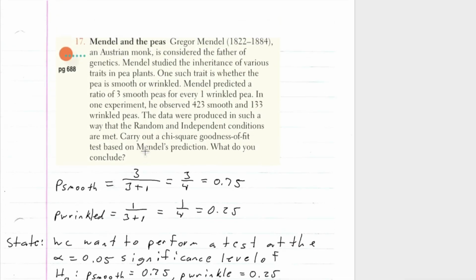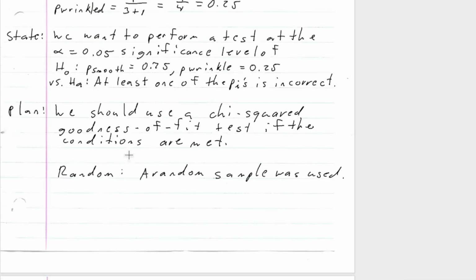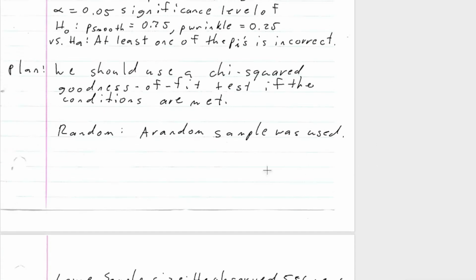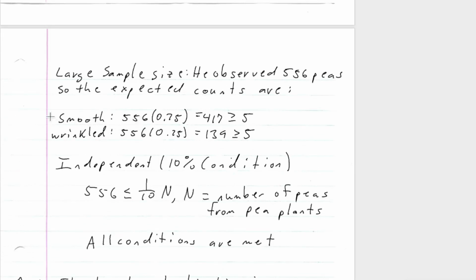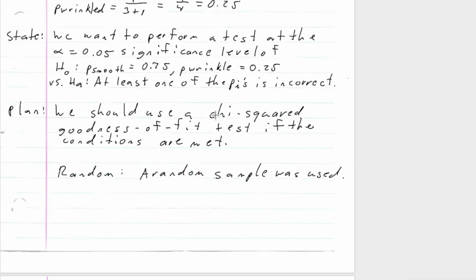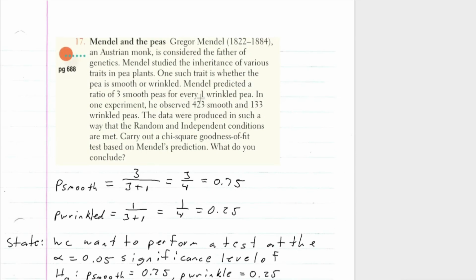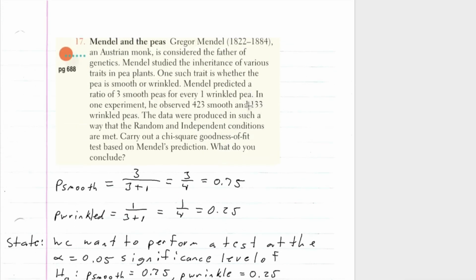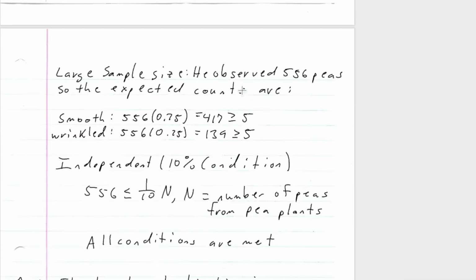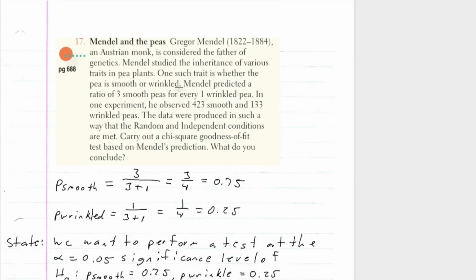So they actually told us that random and independent were met, right? So a random sample was used, clearly. And so the second condition is large sample size. He observed 556 peas, so the expected count for smooth was 556 times 0.75, which is 417. Is that pretty close to, 417 is pretty close to 423, right? And then wrinkled is 556 times 0.25, which is 139. And 139 is really close to 133. I think he nailed it, at least from this experiment that he was doing, right?